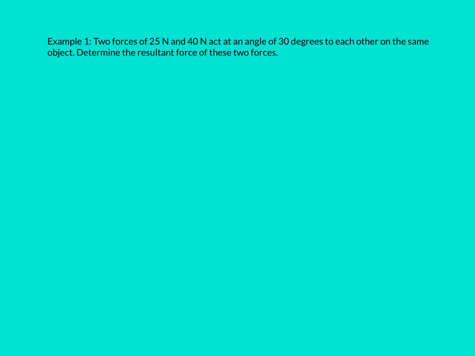So we'll go through a couple of examples here. Two forces of 25 newtons and 40 newtons act at an angle of 30 degrees to each other on the same object. We're going to determine the resultant force of these two forces.